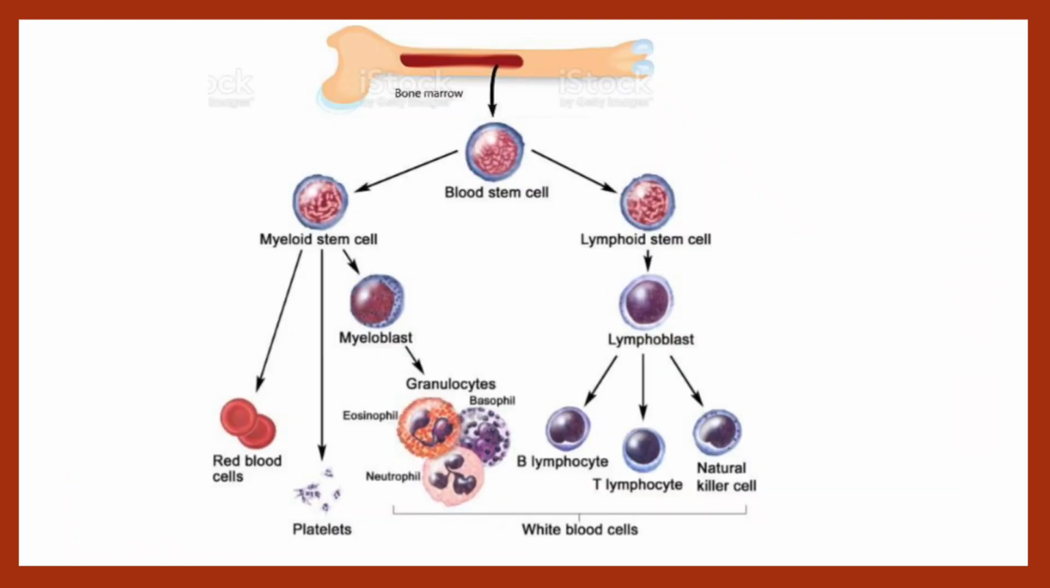So this is nothing but the types of blood, or rather you can say the formed elements of the blood. This figure illustrates how the bone marrow is responsible for forming the different types of blood cells like red blood cells, platelets, as well as the white blood cells and its formed elements.